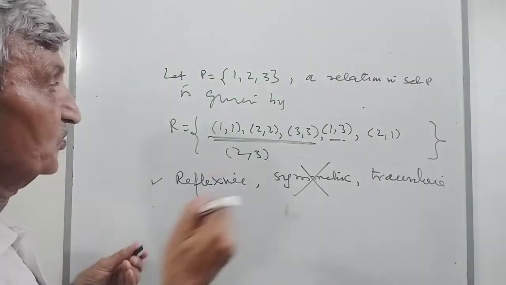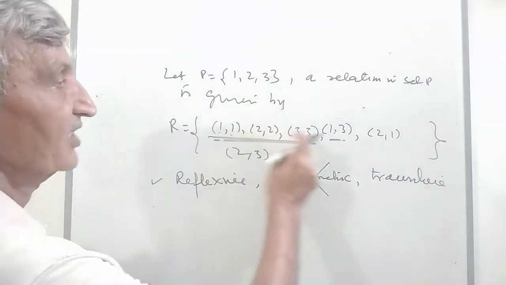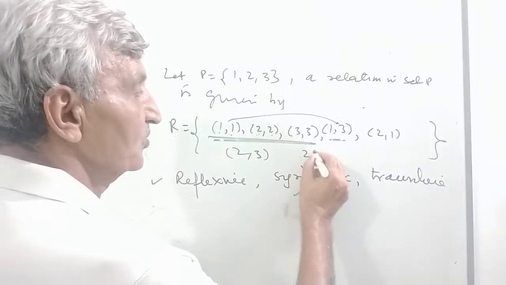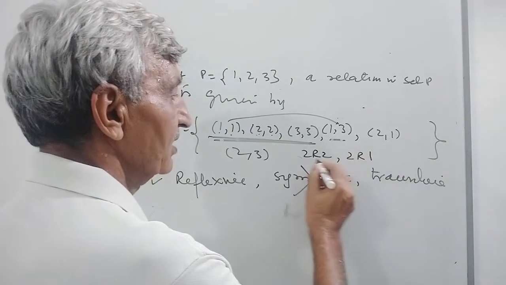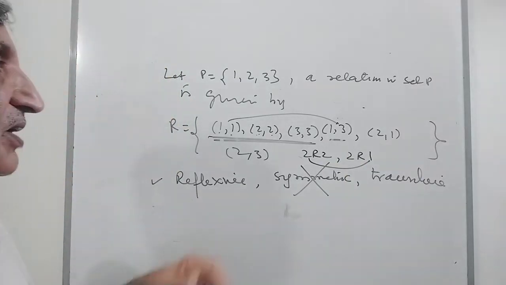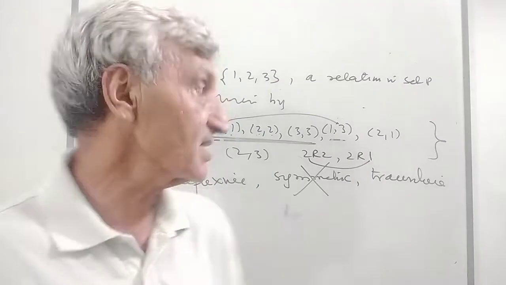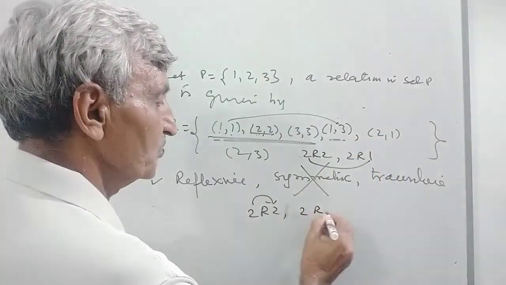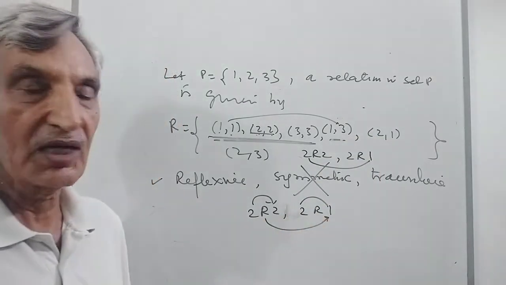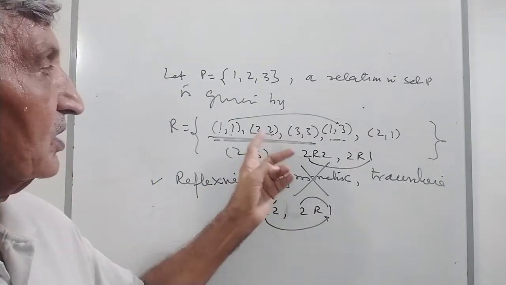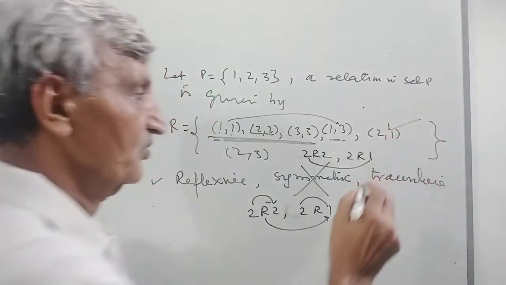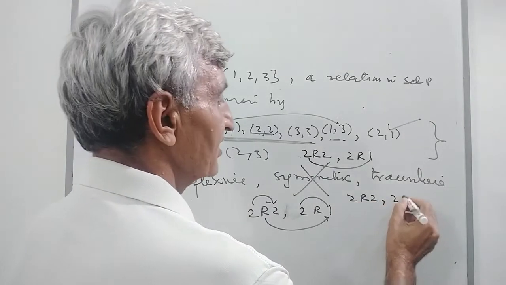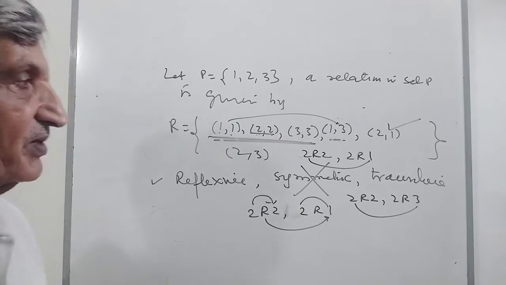1 related to 1 and 1 related to 3, so (1,3), okay, done. 2 related to 2 and 2 related to 1, is 2 related to 1 there? 2 related to 1, sorry, (2,1) is there, it is in the set, okay. 2 related to 2 and 2 related to 3, is (2,3) in it? (2,3) is also in it, okay.